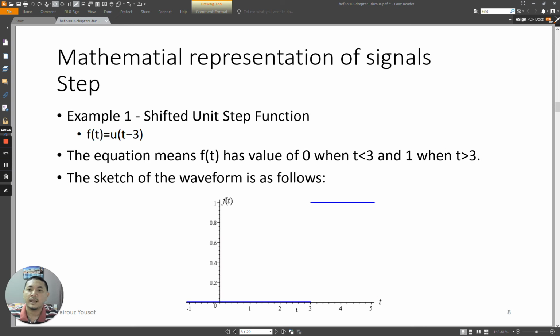Okay, example, let's look at example. All right, so we have a function of u(t minus 3), right? Means that it's a shifted unit step function at t equals 3, okay, positive 3. Before that is 0, after that is 1. Simple as that, right? So if t is plus 3, so it happens here at negative 3. All right.